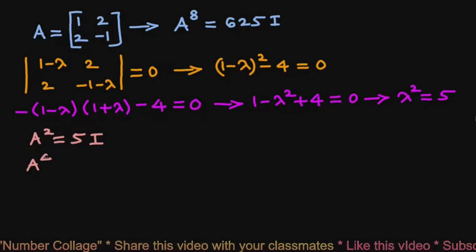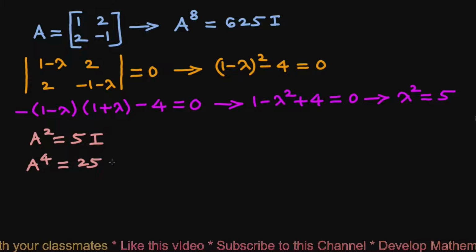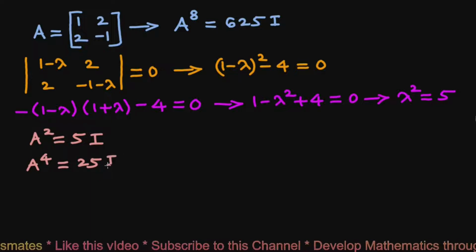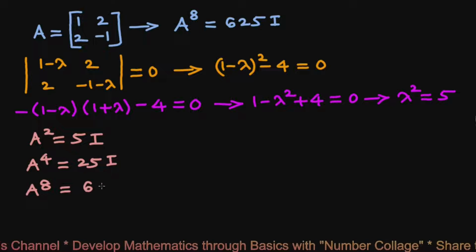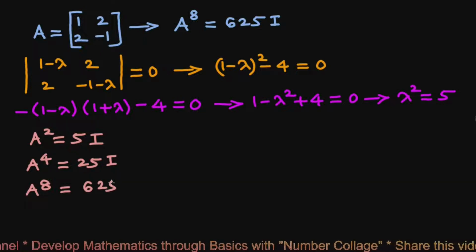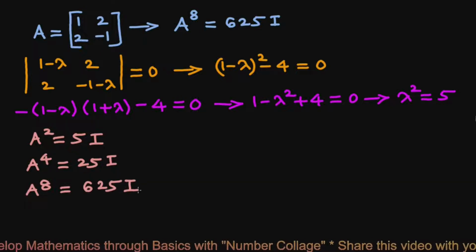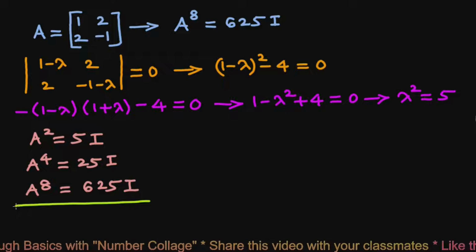So A power 4 will be 25I square, that will be I, and A power 8 will be 25 square, 625 multiplied by I square, that will be I, and this is what we have to find out.